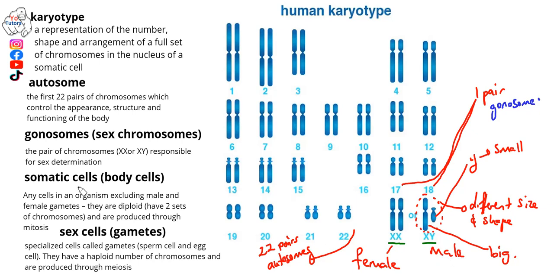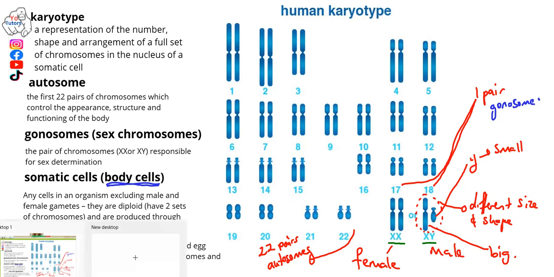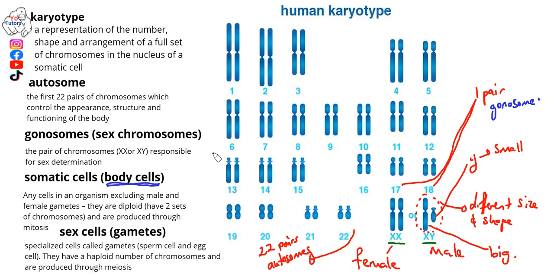Okay. Now, what about somatic cells? Somatic cells are body cells, and body cells are diploid. So they consist of a full set of chromosomes, meaning for humans it's 46 chromosomes, and we can also say it's 2n.